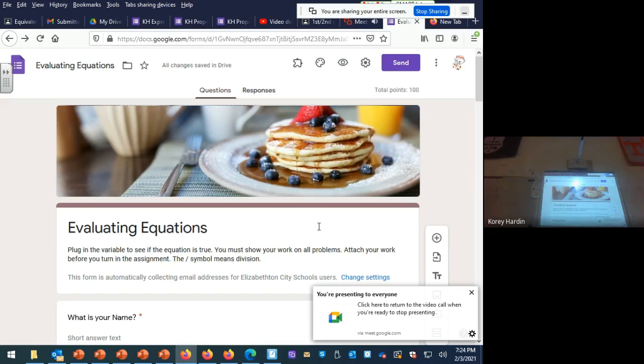There it is. Why did I put pancakes on this? I don't know. It's 7:24 on a Thursday night or Wednesday night, and I'm really hungry, so that's why I put pancakes. Sorry.